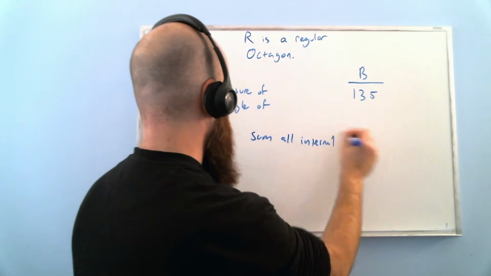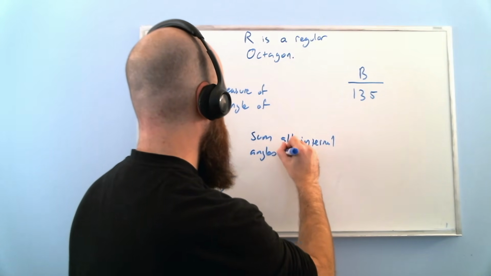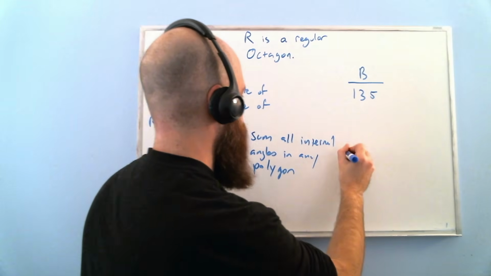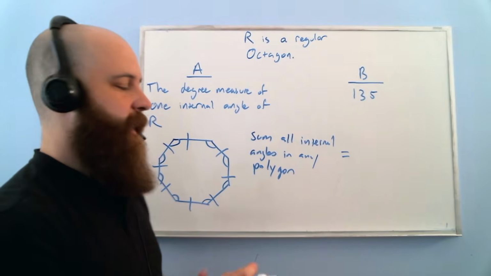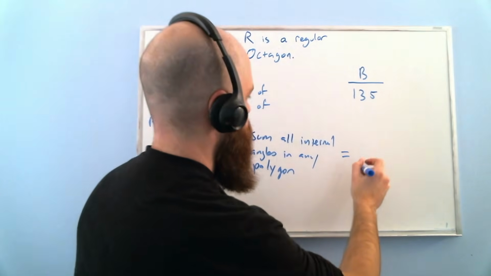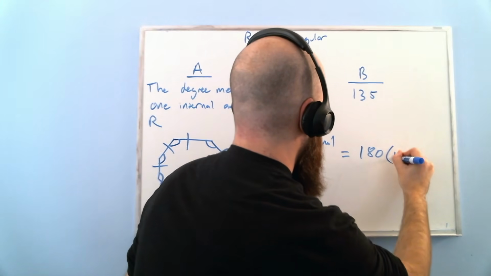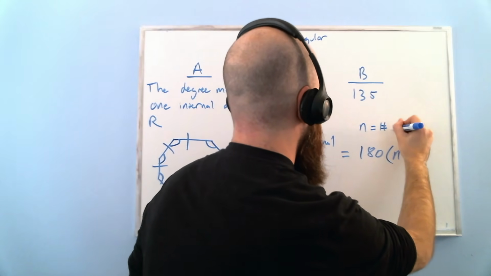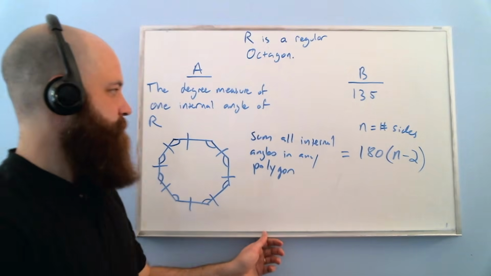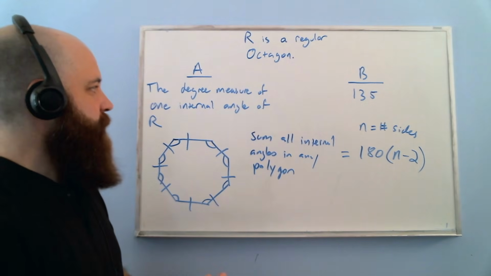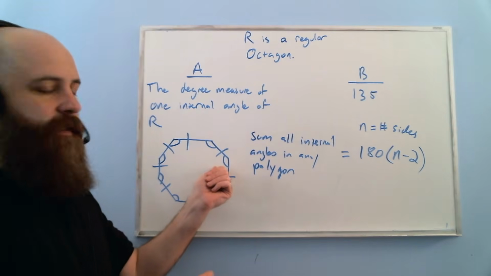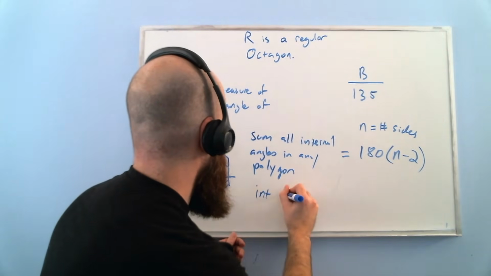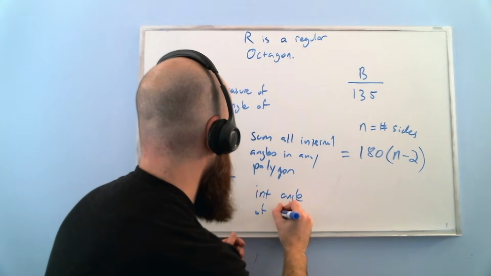So first, there's a formula for the sum of all internal angles in any polygon. So notice it doesn't need to be a regular polygon for this formula to apply. In other words, all the sides, all the angles don't need to be the same. Though they can be different, I would still be able to apply this formula. 180 times n minus 2, where n is the number of sides. Okay, so that could tell me the sum of all the angles, but this question is asking about one particular internal angle. So there's a different formula for that. So let's say the internal angle of a regular polygon.